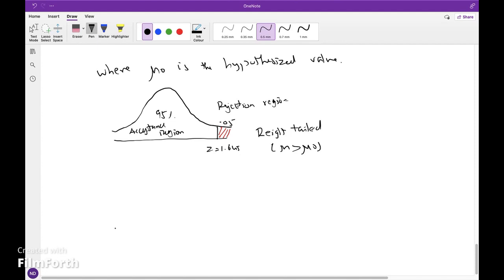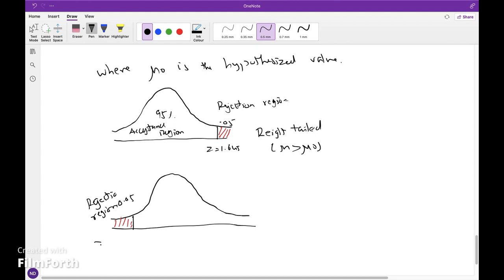Similarly, the rejection region 0.05, that is Z is equal to minus 1.645, that is left-tailed. Mu is less than mu naught.